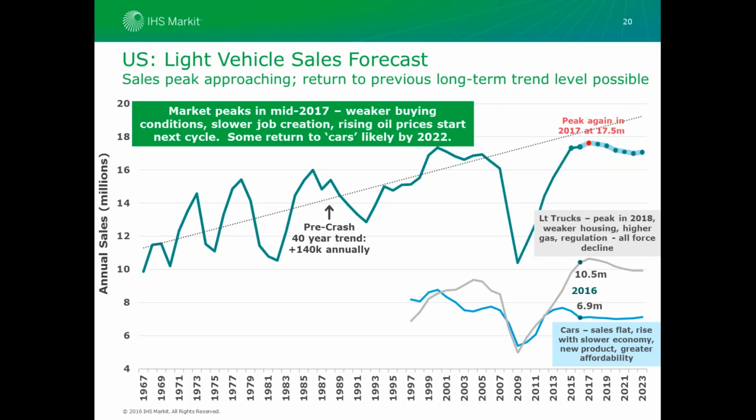This is showing the same type of numbers, just in a different way. And there's a couple things I wanted to point out. Again, you're looking at U.S. light vehicle sales. Our forecast, this time it's out to 2023, and this actually goes back all the way to 1967.